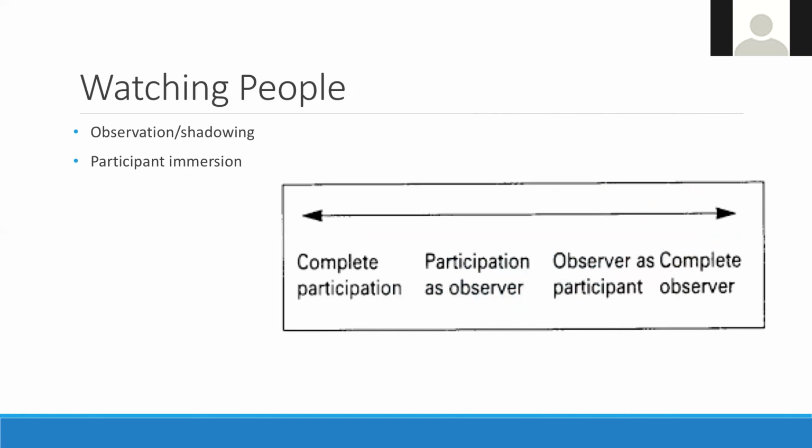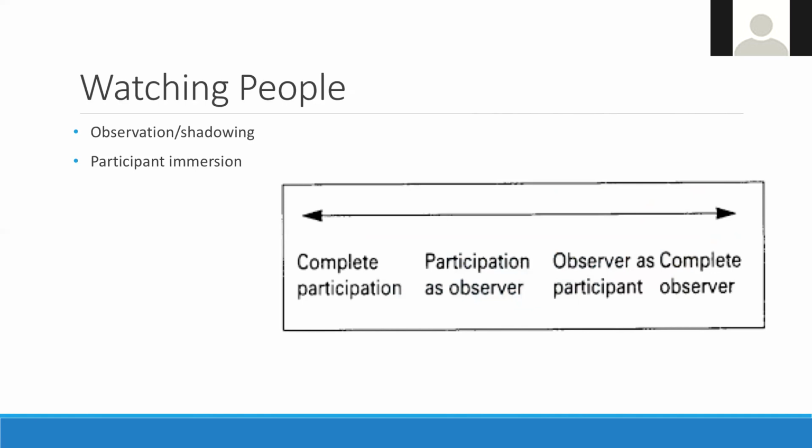Over on the other end is a complete observer, someone who may be sitting in a waiting room just watching patients, not talking to anyone. So that's one dimension to consider. The other is kind of in the middle, where you're shadowing and observing people, maybe asking a few questions here and there. I have found observation to be one of the most useful aspects of studying new interventions as they are adopted and implemented in practice.